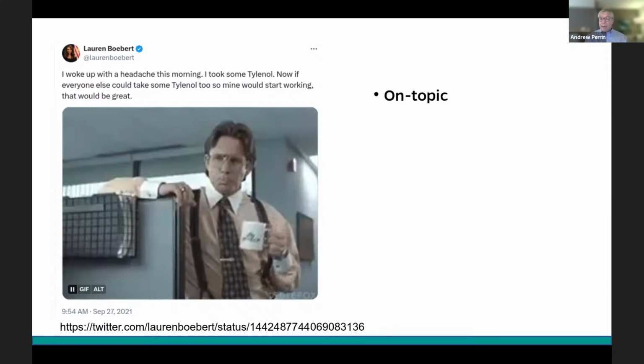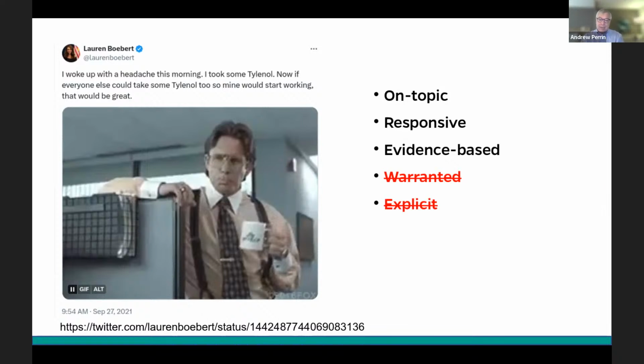So yeah, this is on topic, right? It's a big topic right now when she's talking about should people be required to take vaccines. It's responsive, right? It responds to the environment. It's even evidence-based, right? It's a claim about how drugs work that is actually not incorrect. As I went back to earlier on, it's accurate. It's just not thorough. It's not contextual in the sense that different drugs work differently. It's poorly warranted, right? She doesn't actually explicitly state why she thinks this is relevant evidence. And once again, it's certainly not explicit.